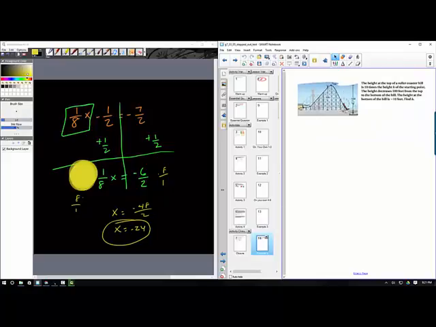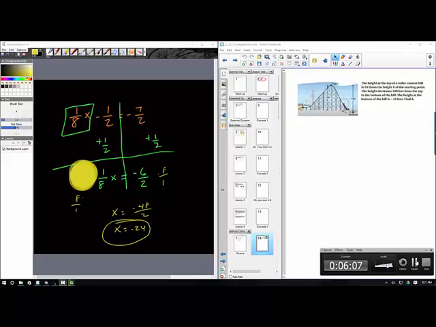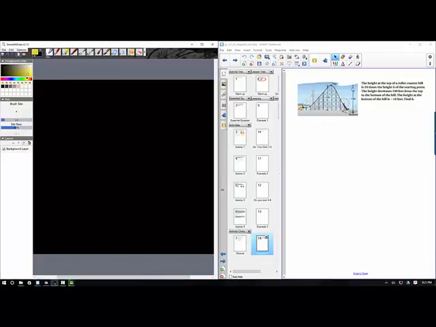Last one. So the height of the top of a roller coaster is 10 times the height of the starting point, and the height decreases 100 feet from the top to the bottom. The height at the bottom of the hill is negative 10 feet. Find h. So if we know the whole distance here is 100 feet that goes in between, we know that we go from something at the top down to negative 10.